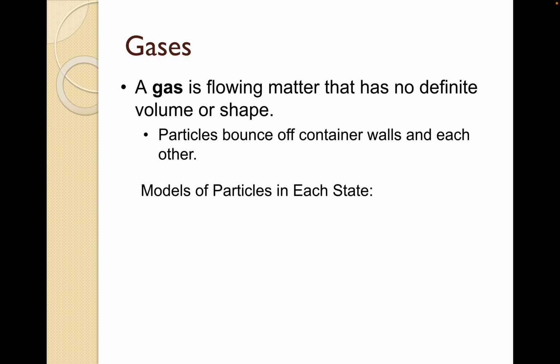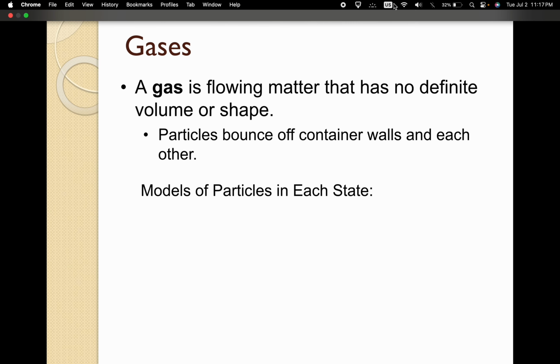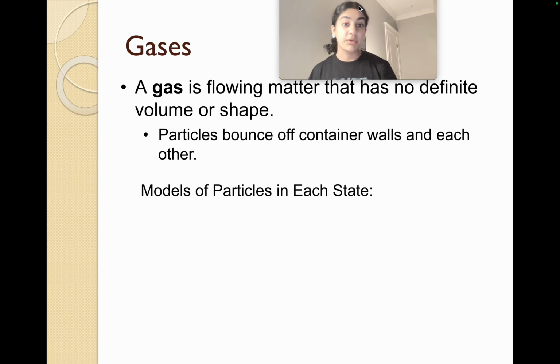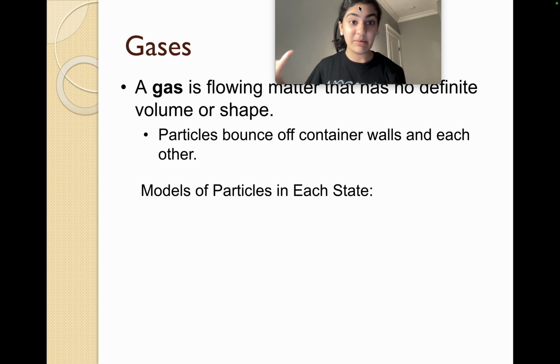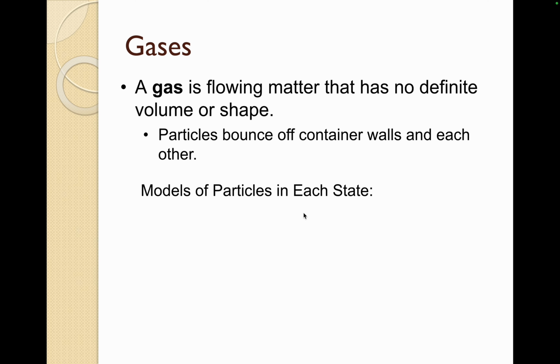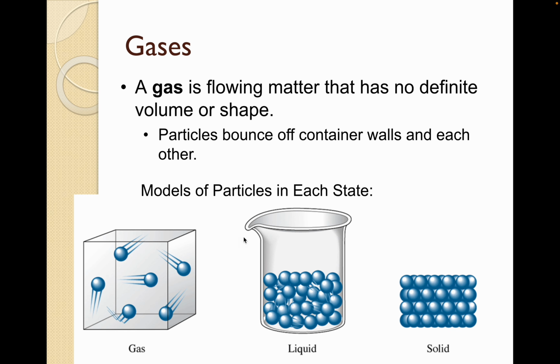Moving on to gases. A gas is flowing matter. It has no definite shape. Particles bounce off container walls and each other. They're just going crazy. With your hands, if you wanted to show that, it would really just be like this. They'd be going everywhere. That's how my chemistry teacher explained it to me. Models of particles in each state. Again, recap. With gas, you have them bouncing everywhere. With liquid, you have them close together, but not as close as a solid, where they're literally just vibrating in fixed positions.